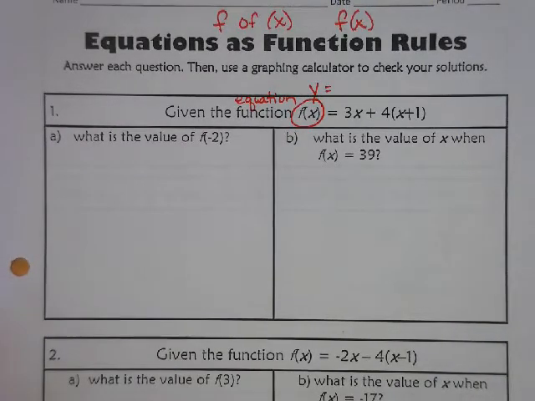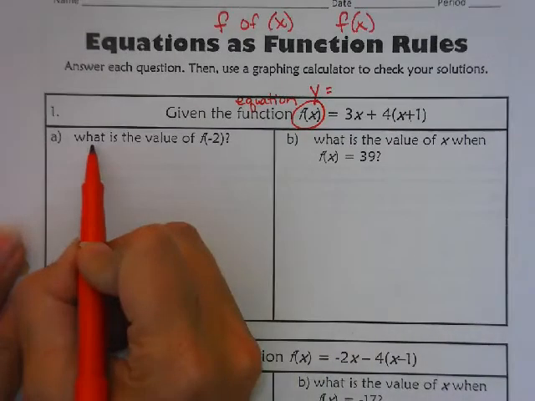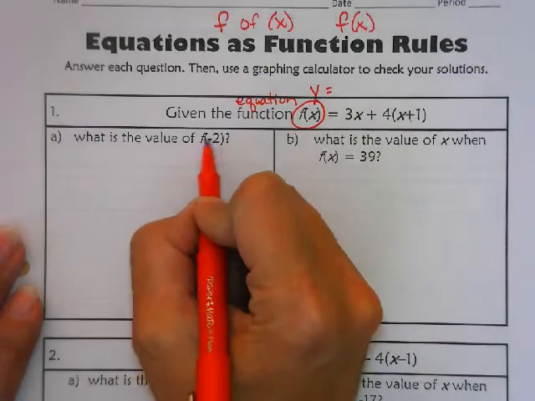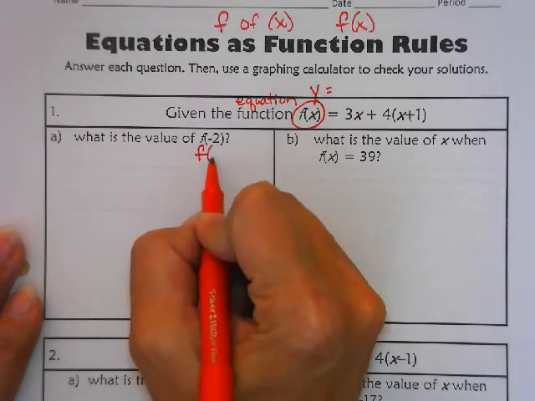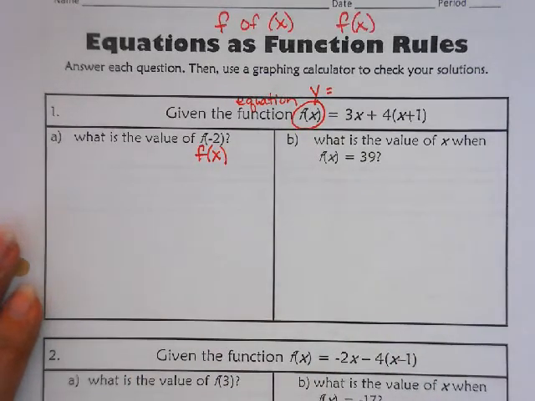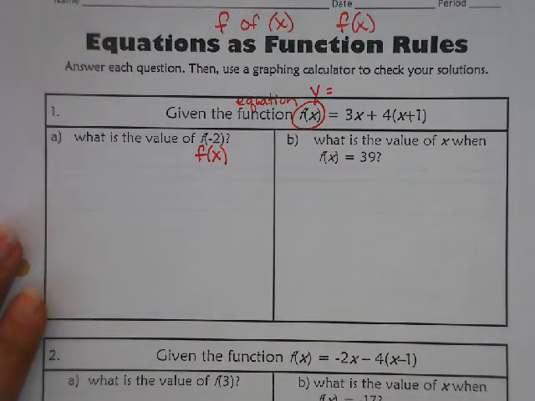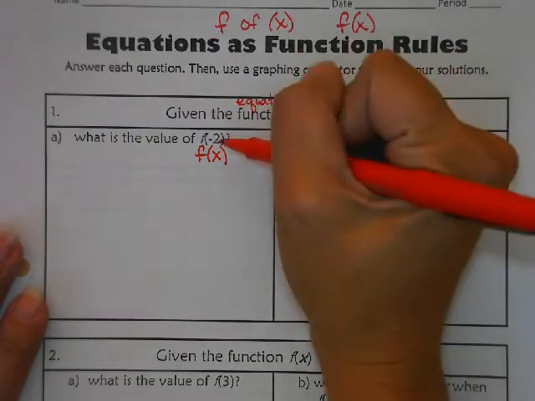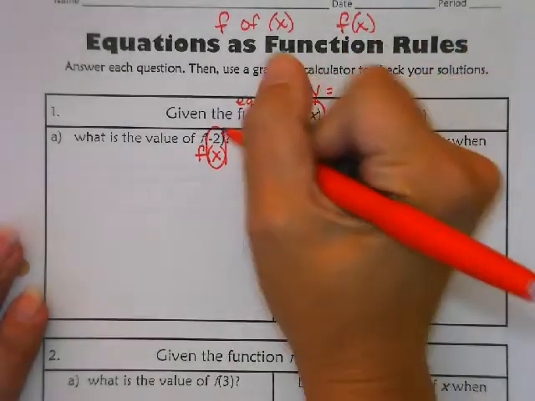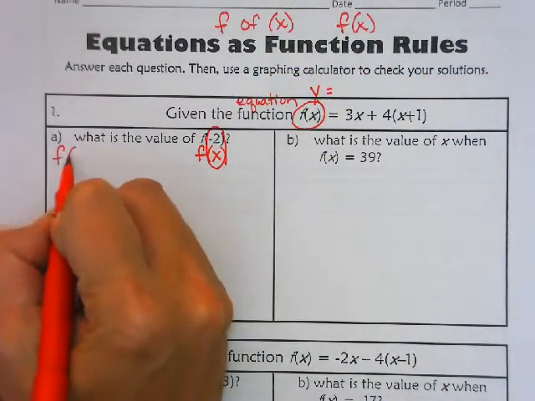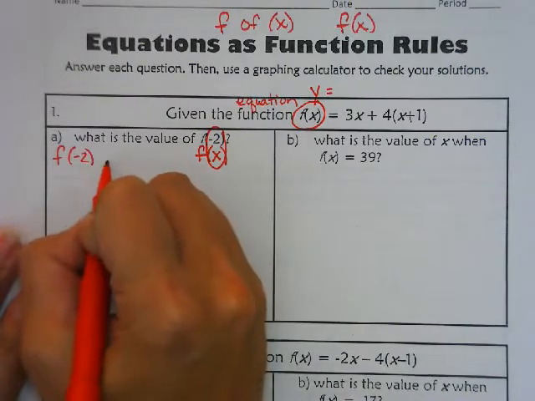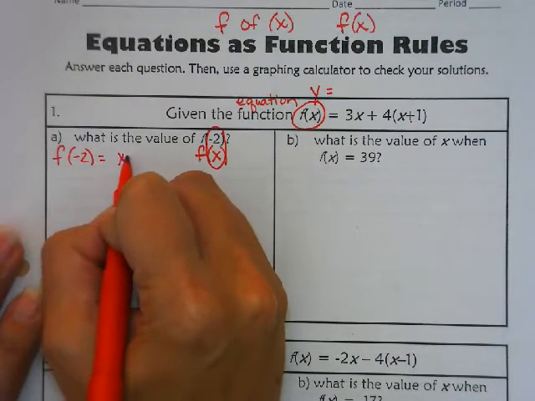We did that in 6th grade, if you were with me in 6th grade. Evaluate. So I want you to look right here. What is the value of f of negative 2? Well, guys, look right here. If I wrote f of x, what do you notice about the negative 2? What spot is it in? It is in the same spot as x. So what this is saying, f of negative 2 is the same as saying x equals negative 2.